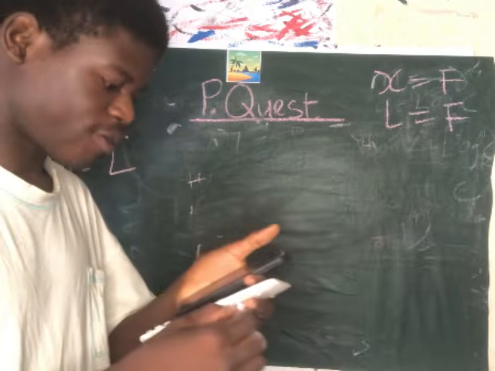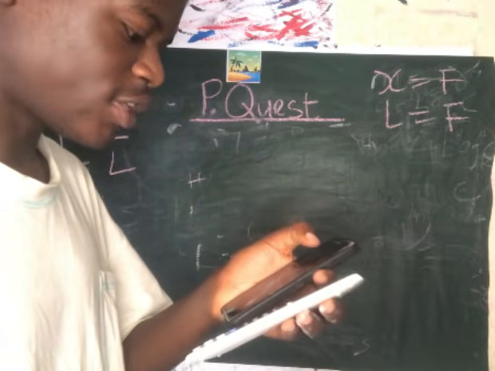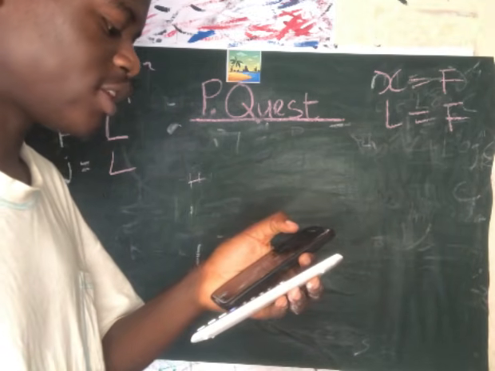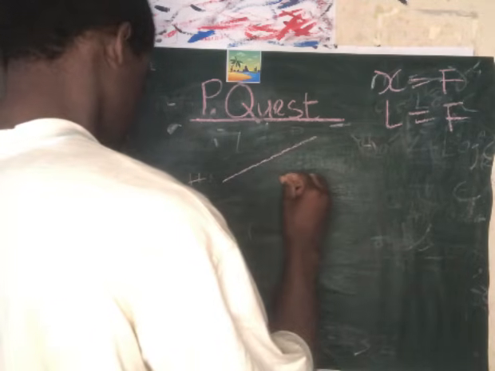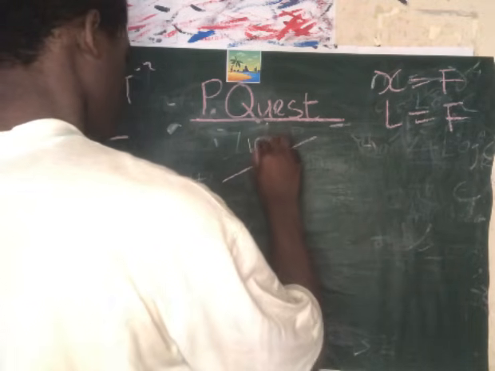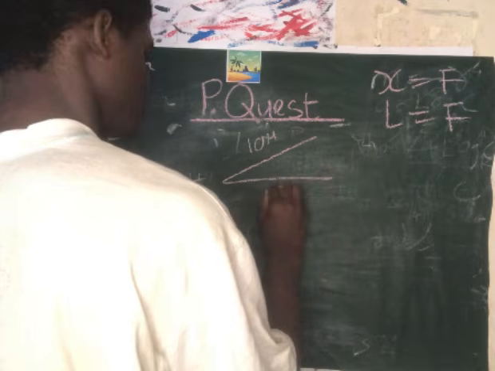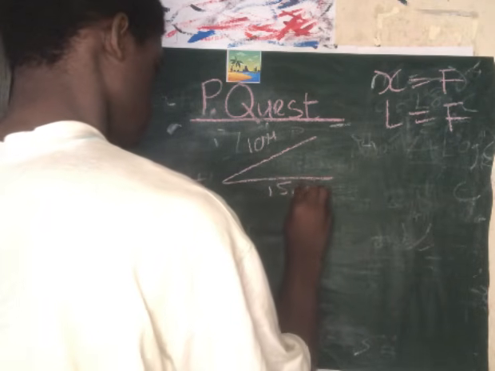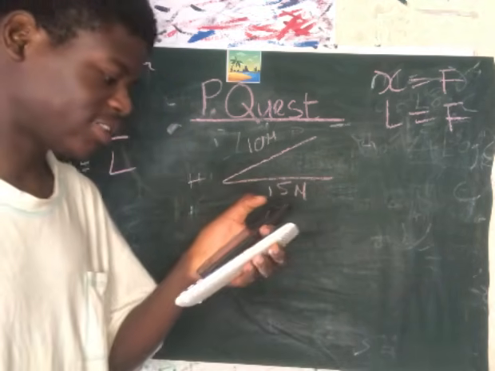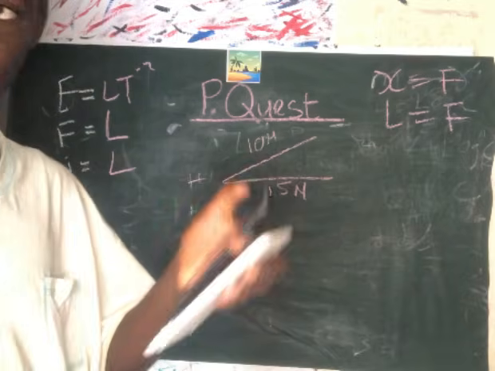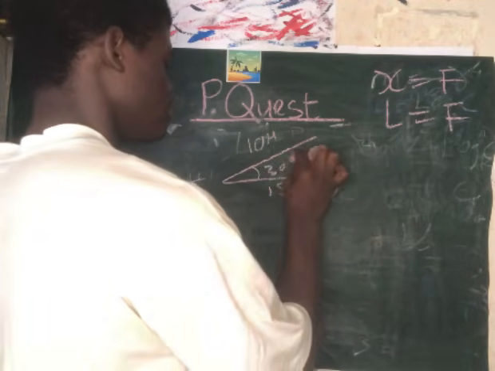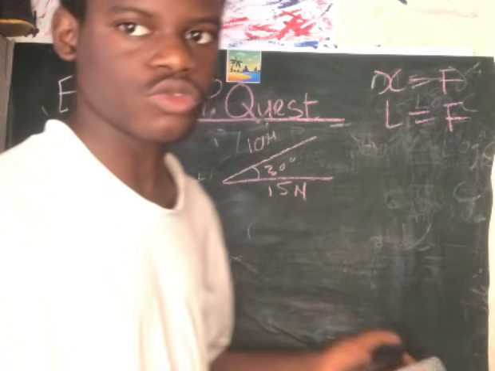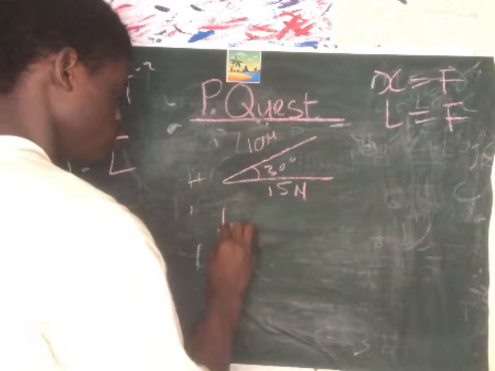So question number 15. Two forces, 10 Newton and 15 Newton, act at 30 degrees. Find the resultant. Let's say this is 10 Newton and this is 15 Newton, and they are acting at 30 degrees to each other. So how do you find the resultant? We just use the cosine formula.